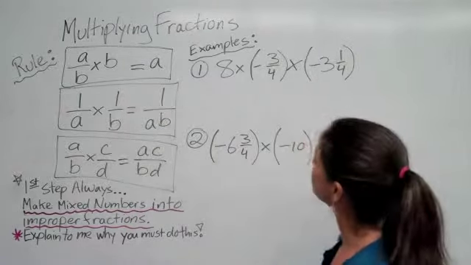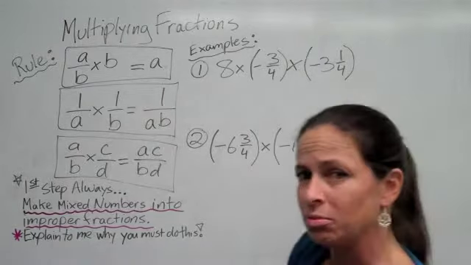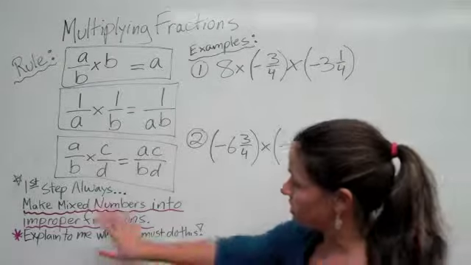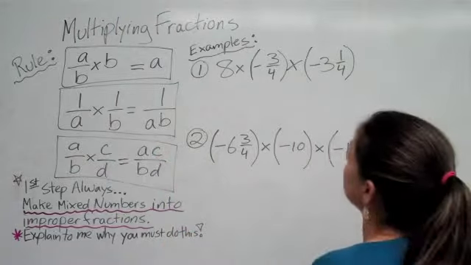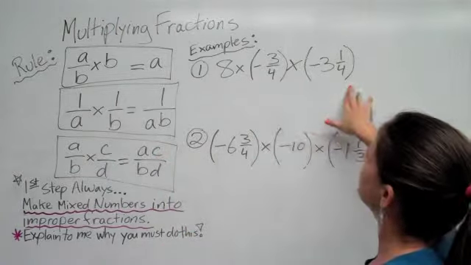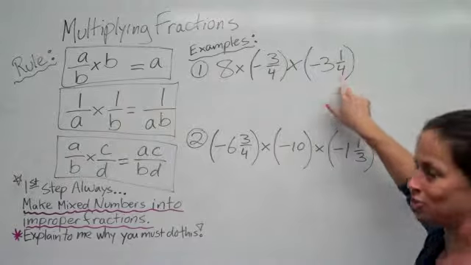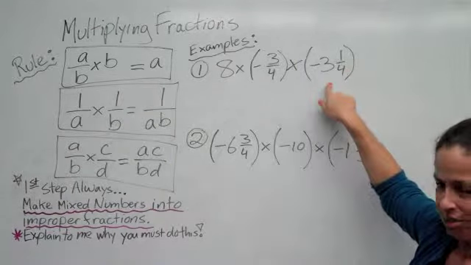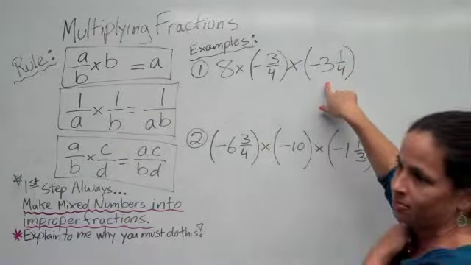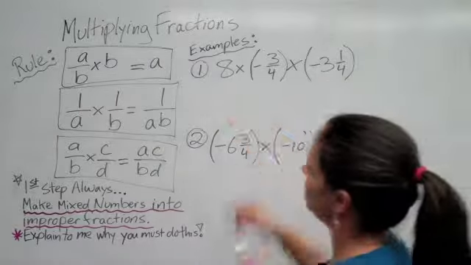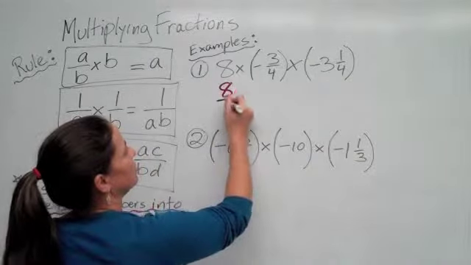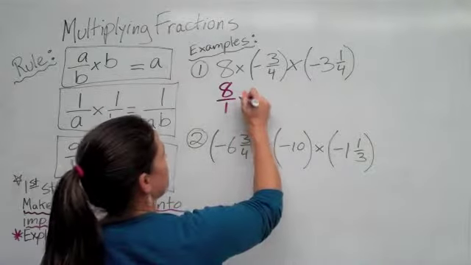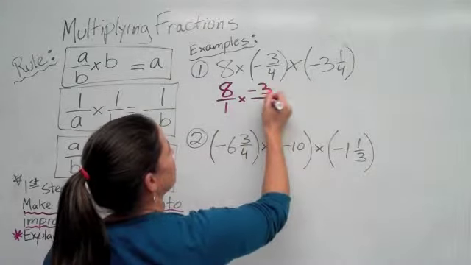Excellent. So now that you've paused this, and by the way, if you were unable to figure it out at that point, please feel free to do the problems first and then go back and think about why. So we have 8 times -3/4 times -3 1/4. I already told you, first step, you have to make that into an improper fraction. The 8, we want to make into a fraction also. So we're going to call it 8 over 1. And we're going to multiply that by -3 over 4.